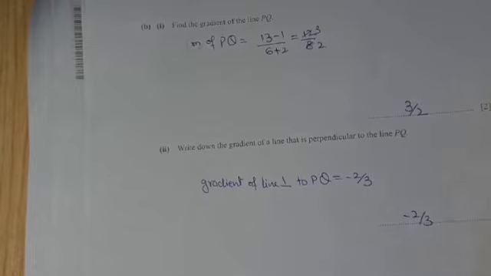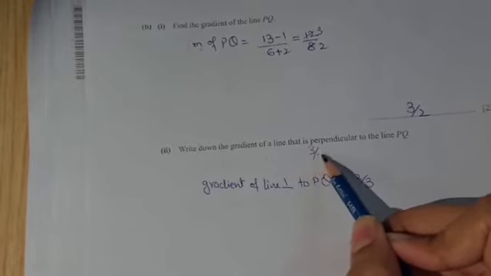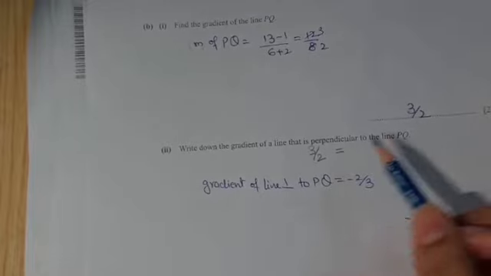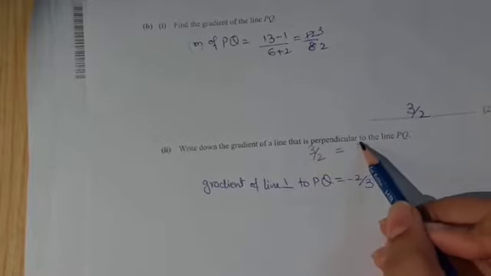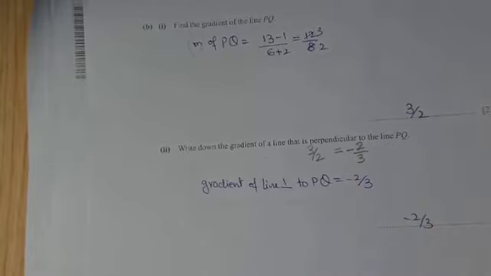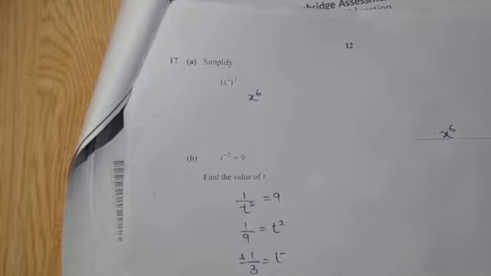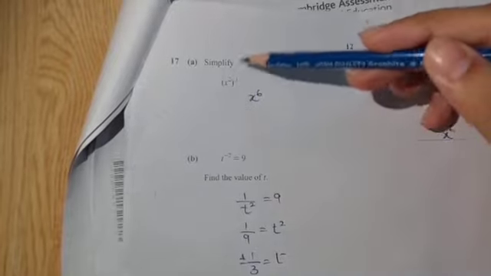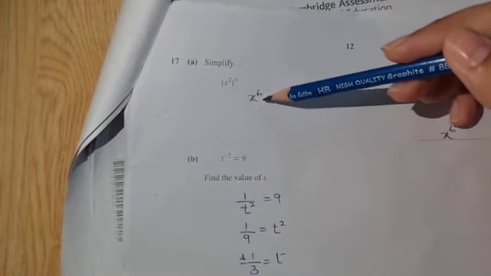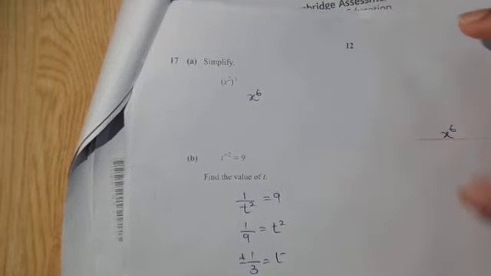The line PQ has the gradient 3 over 2, so the perpendicular gradient is going to be 3 over 2 flipped and negative. So that's negative 2 over 3. Question 17, part A, simplify x squared bracket cube. The powers will be multiplied to give us the answer x power 6.